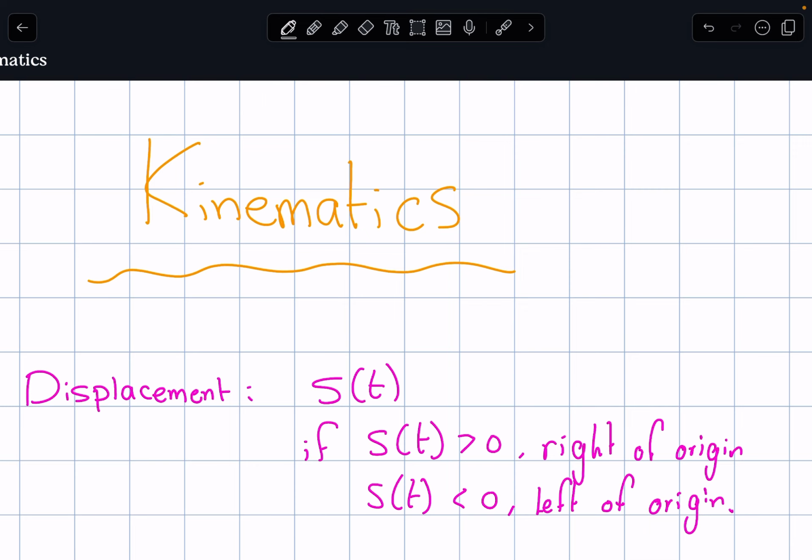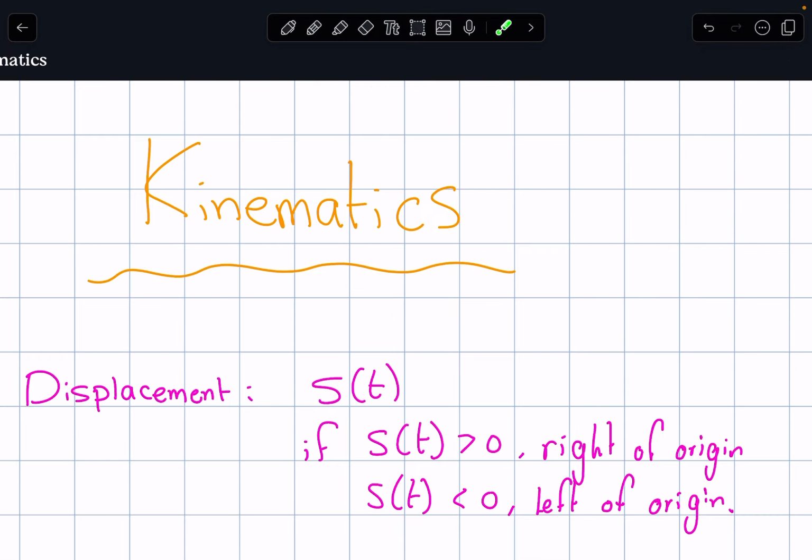So to start with, we've got something called displacement, and now for those doing physics as well, we know displacement is how far away from the origin in a certain direction we are. We denote that function with s of t, so we're doing it with respect to time. Now, if displacement is greater than 0, we are to the right of the origin, and if displacement is less than 0, we are to the left of the origin.